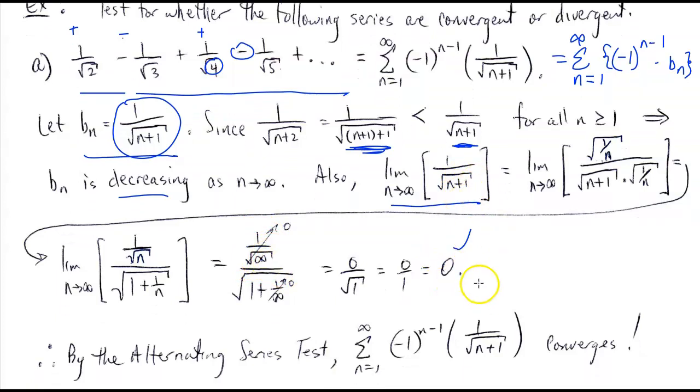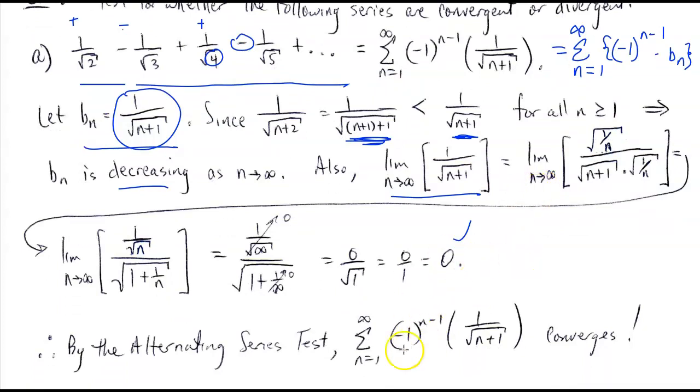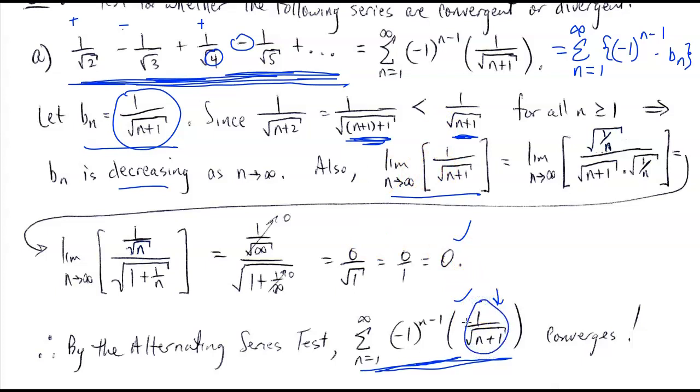So at the end of the day, this particular series, and this is just a compact form of what this list of numbers that we're adding together ends up being, has the property that 1 divided by square root of n plus 1, as n gets higher, gets lower, and because the limit of this as n approaches infinity goes to 0, we know that that alternating series will converge.